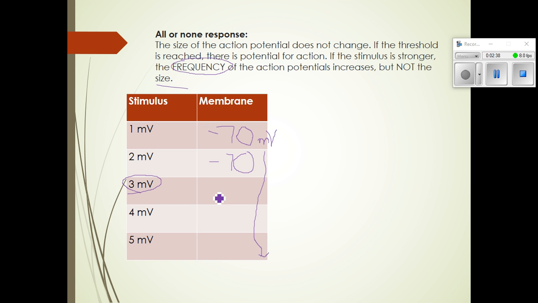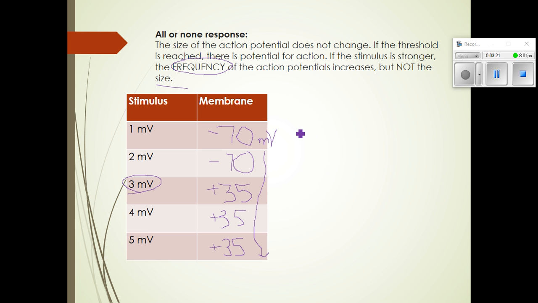As soon as we reach the threshold, where we're saying this is the threshold, we're going to get an action potential. And our action potential is going to depolarize the membrane up to positive 35. It's going to give us a full-size action potential. If I increase the stimulus to 4 or 5 millivolts, I'm not going to have a bigger action potential. The maximum point in my action potential will continue to be about positive 35 millivolts. So the amount of sodium that comes in and out of the cell in any one action potential isn't going to change. Now here's what will change.